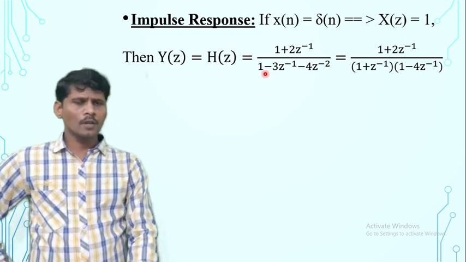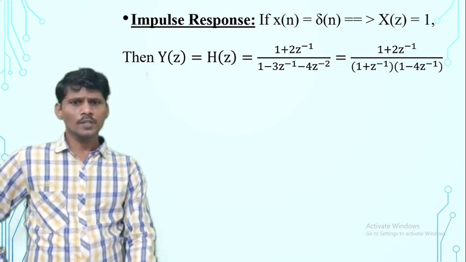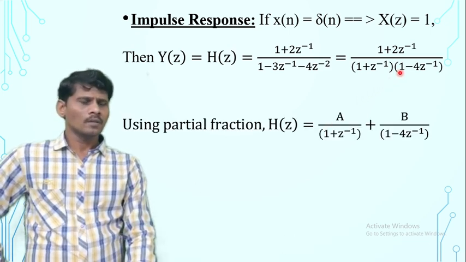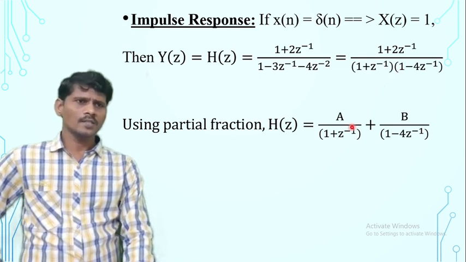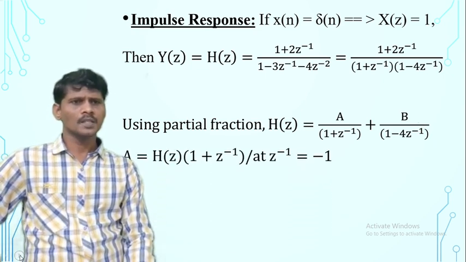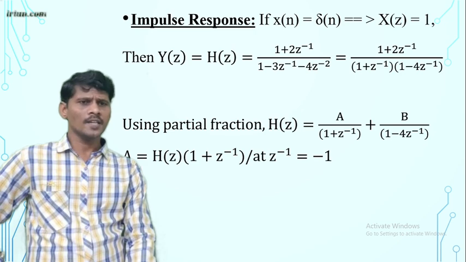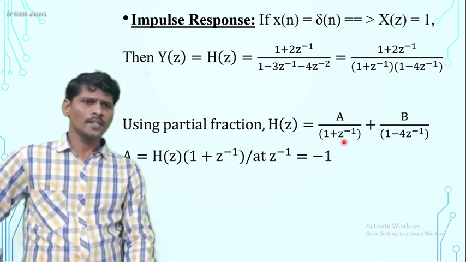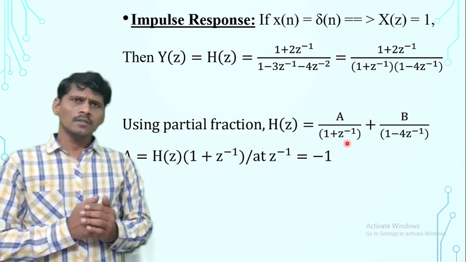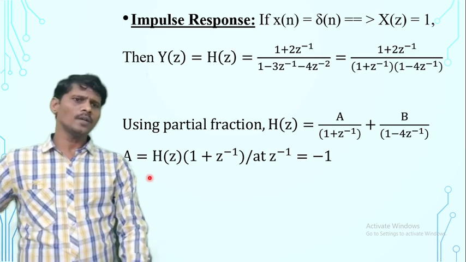The denominator factor may also be written as (1 plus z inverse) into (1 minus 4 z inverse). So using the partial fraction method, the above equation is written as A by (1 plus z inverse) plus B by (1 minus 4 z power minus 1). So first calculate constants A and B. The constant A can be determined as A equal to the system function H of z into its denominator factor, equating 1 plus z inverse equal to 0. So that is, capital A is equal to H of z into, and what is its denominator?